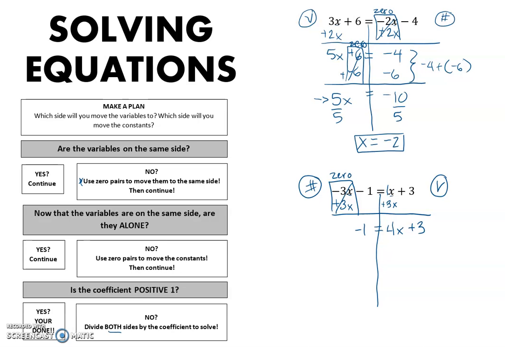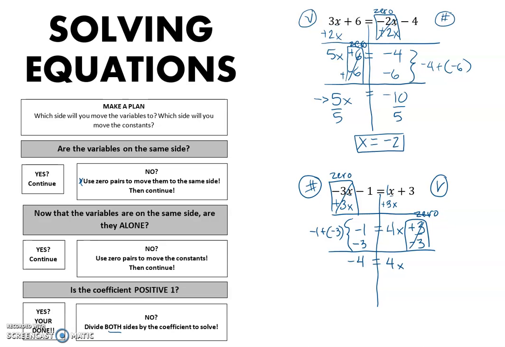All right. Now that the variables are on the same side, they're all on the right, are they alone? They're not. We have that plus 3. The opposite of positive 3 is negative 3. Do it to the other side for the balance. All right. Add the rows. Okay, so right here, this is negative 1 plus negative 3. So negative 1 plus negative 3 is negative 4 equals, we have 4x, and this is a 0 pair right here. So that added to 0, so we just have 4x.